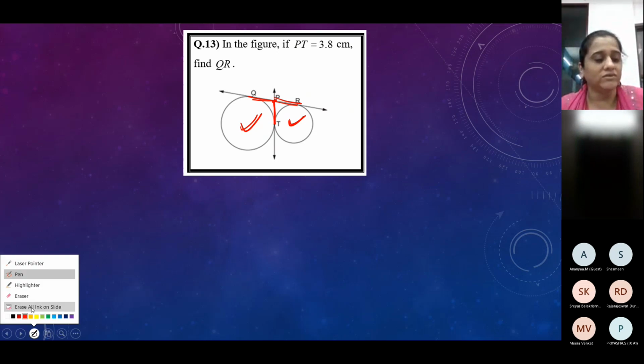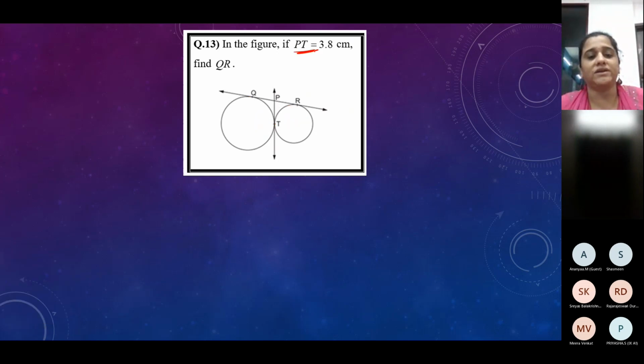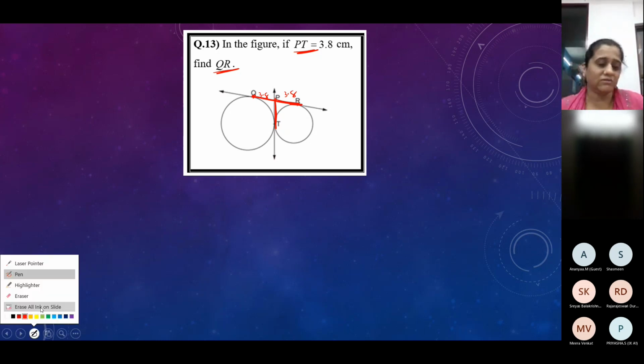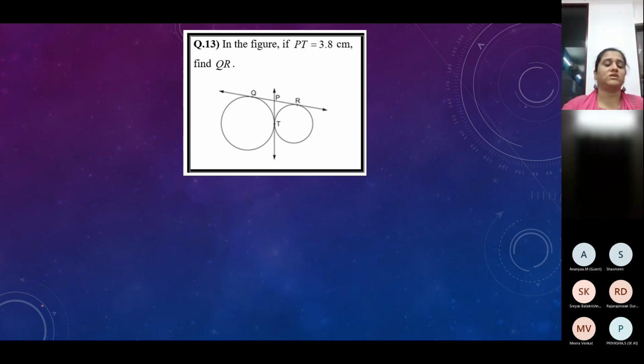Now what is given? PT is 3.8. If PT is 3.8, PQ is also 3.8. Again, if PT is 3.8, PR is also 3.8. Tangents are equal. So QR will be QP 3.8 plus PR 3.8, which is 7.6 centimeters. Very good, Kanishka. Kanishka gave us the answer for this one.